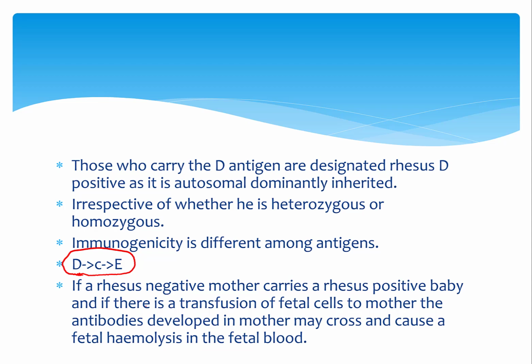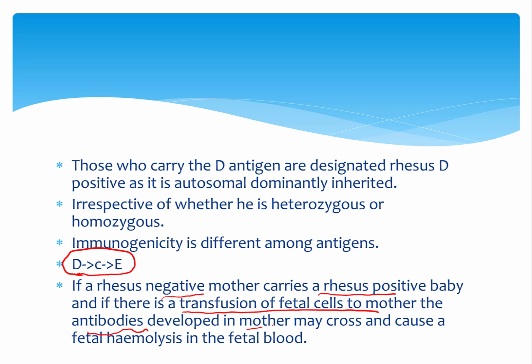So if a rhesus negative mother carries a rhesus positive baby, and the fetal cells get transfused into the mother, she will raise an appropriate antibody to that antigen, because it is not native. Mother is Rh negative, so she doesn't have any rhesus antigens in her red cell. So to her body, any positive cell is an alien. So she will develop antibody, IgM and IgG. IgMs will remain in the mother because they cannot transfer through the placenta, but IgG can cross.